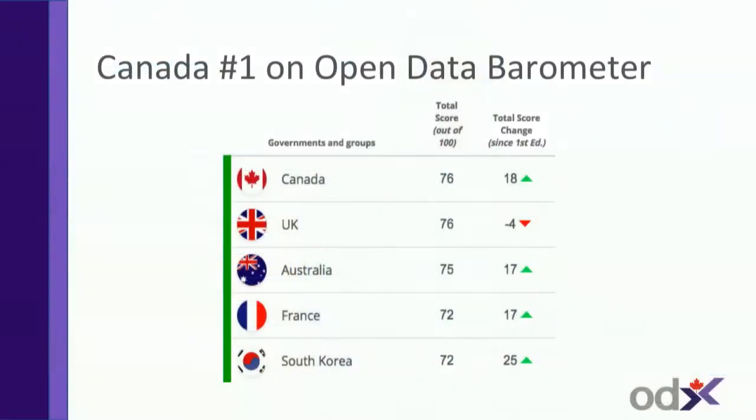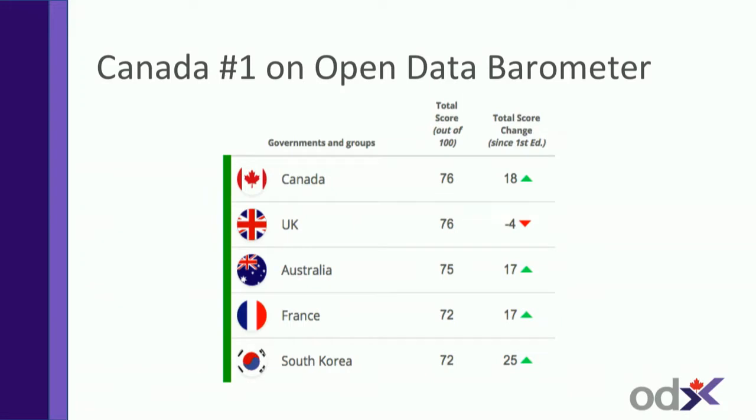And much like in hockey, in open data, we're number 1, too. The Open Data Barometer is a measurement of 30 governments around the world that have all signed on to the Open Data Charter. And it measures them on a number of different factors in terms of how they are doing as it relates to opening up data and generating usage of this data.